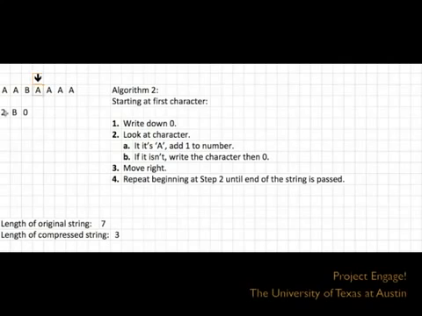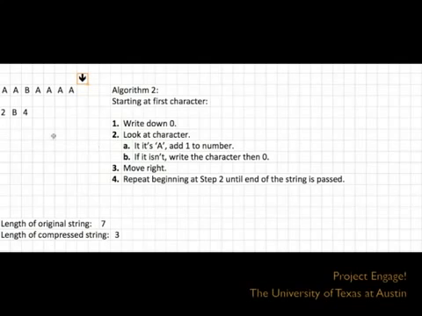Okay, is it an A? Yes, so we're going to add 1 to the number and move right. Is it an A? Yes. So we're going to add 1 to the number and move right. Is it an A? Yes, it is. So add 1 and move right. Is it an A? Why, of course. So we're going to add 1 to the number and move right. Now we've gone past the end of the string, and that was our exit criterion for this particular little loop that we were running through here.